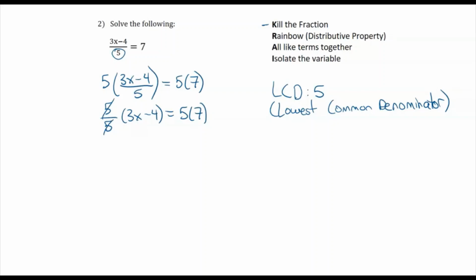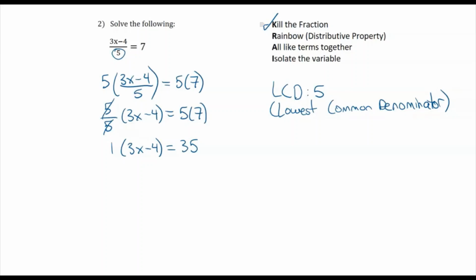So 5 over 5 gives us 1. So we get 1 times 3x minus 4. And I'll leave that as 1 for now, just so you can see how the rainbow rule works here in a minute. And then 5 times 7 is 35. Now you'll notice here that I've killed the fraction, so done, no more fractions left, and that often alleviates a lot of the stress that students have on these types of questions.